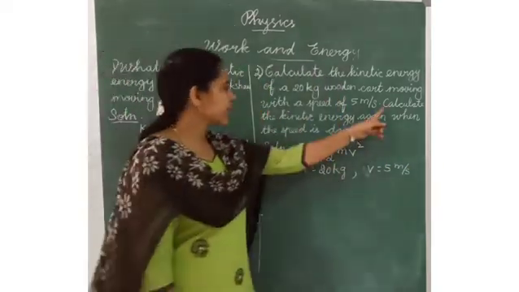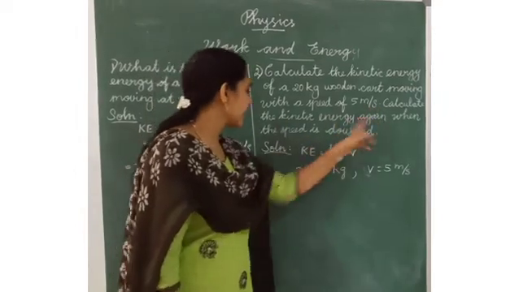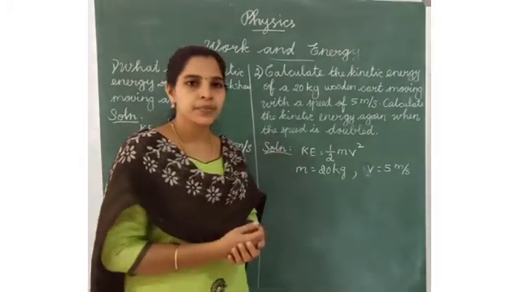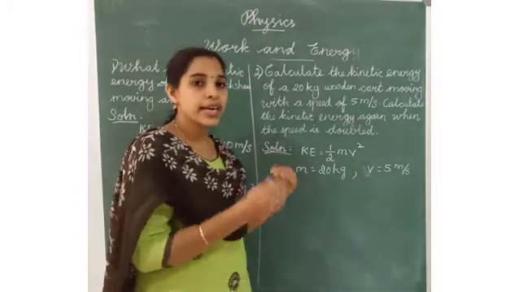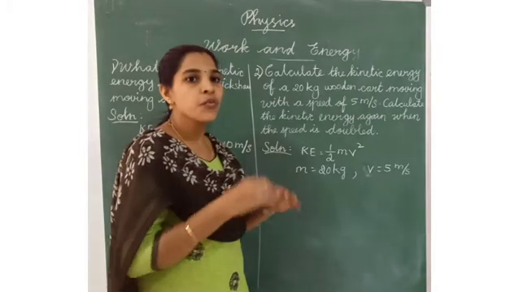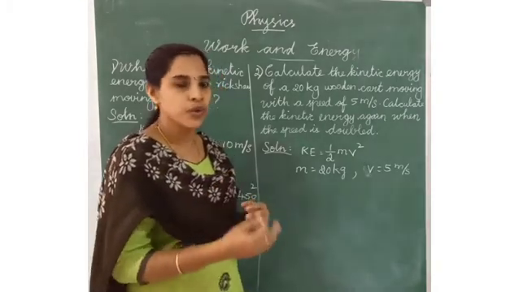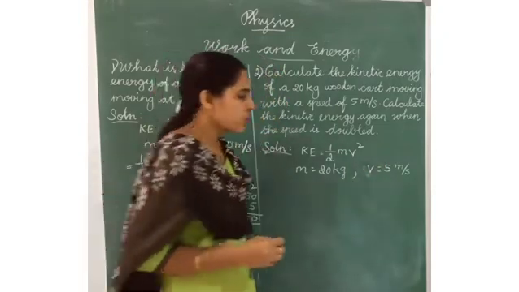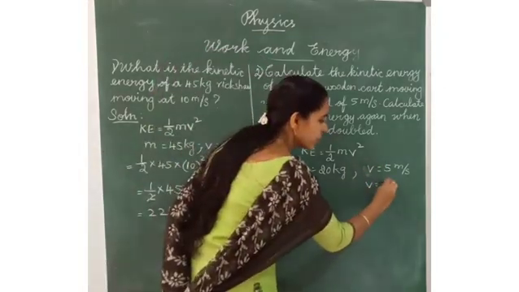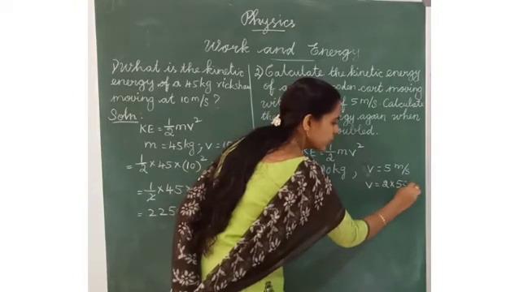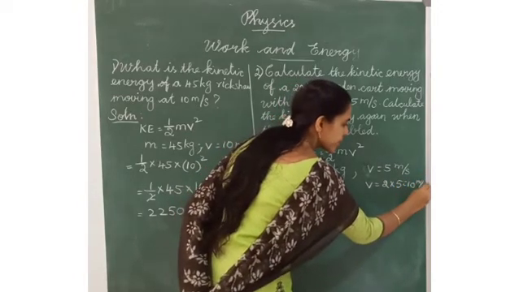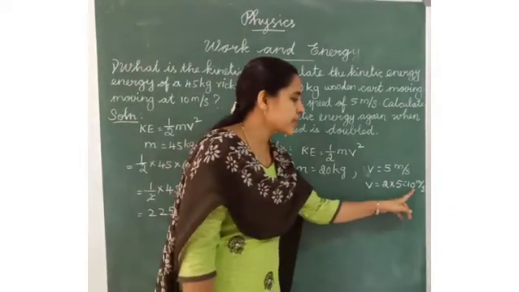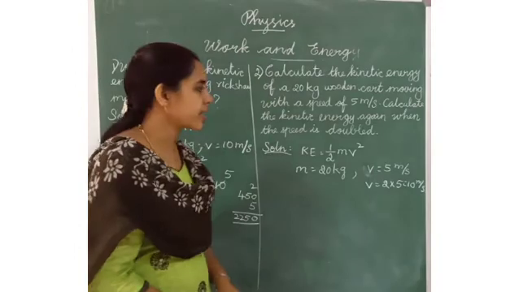Listen here. Calculate the kinetic energy again when the speed is doubled. Already we have learned this: when the speed is doubled, the kinetic energy will be 4 times, 2 into 2, 4 times. So we have to multiply the speed into 2. What is the speed now? V is equal to 2 into 5, so 10 meter per second. Do you understand? 2 into 5 is equal to 10 meter per second.